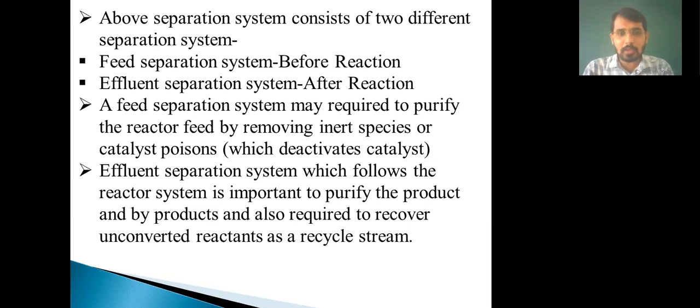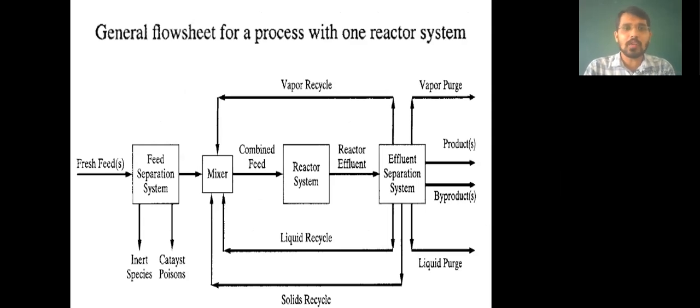So this is about the general flow sheet for a process with one reactor system. This question can be asked in your exam for 5 marks or 7 marks or 4 marks. So this is all about the reactor system.